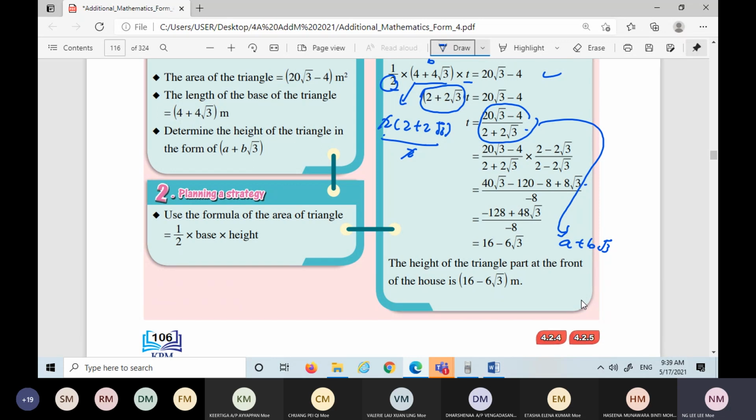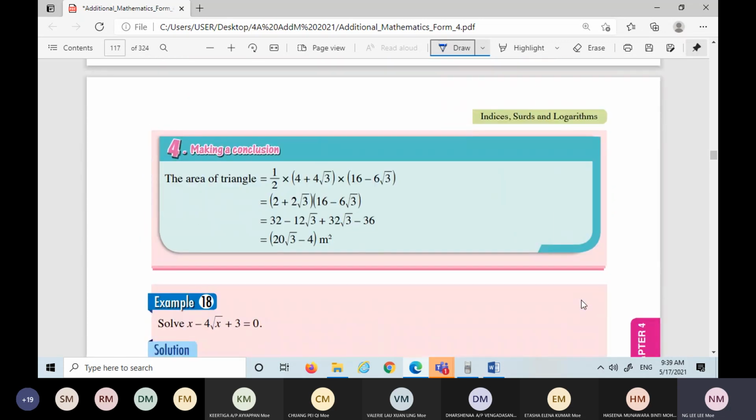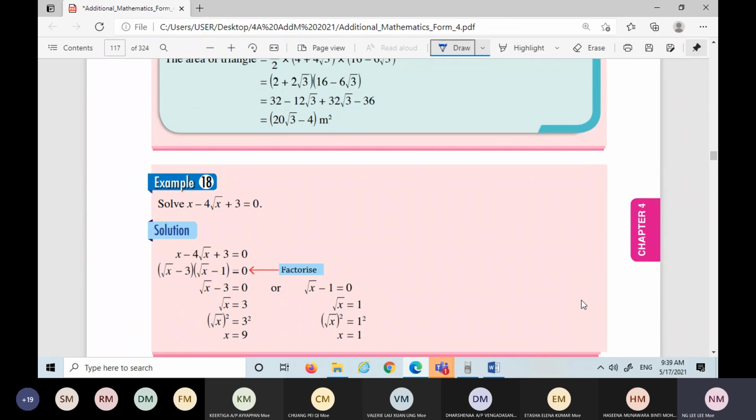Okay, we go through a few more examples. Look at these questions, how to solve it. Solve means what? You have to find the value of x. If you look at the solution given, maybe you can't understand the second line. What's the meaning of that?